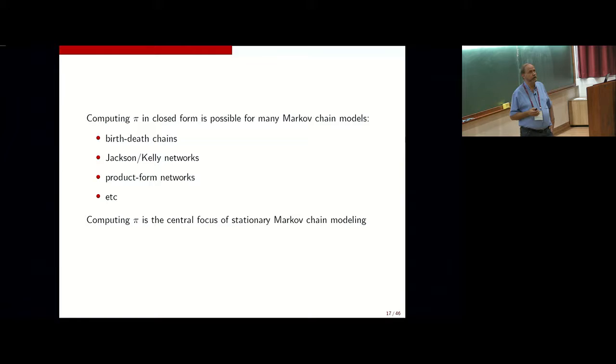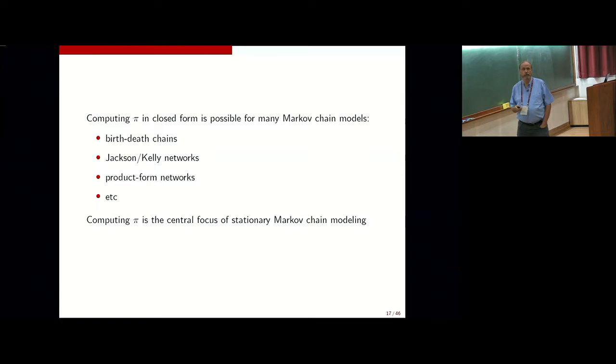In fact, I think it's also fair to say that in many modeling communities, computing the equilibrium distribution is almost the whole game from a mathematical standpoint, because even in the stationary case, computing the n-step transition probabilities explicitly is typically hopeless for most reasonably interesting or complicated models. There are very few stochastic models for which the n-step transition probabilities are known in closed form. In particular, the equilibrium distribution in the stationary case is known for birth-death chains, Jackson and Kelly networks, a whole class of product form queuing networks. And again, computing the equilibrium distribution has been a central focus of stationary Markov modeling over the years.